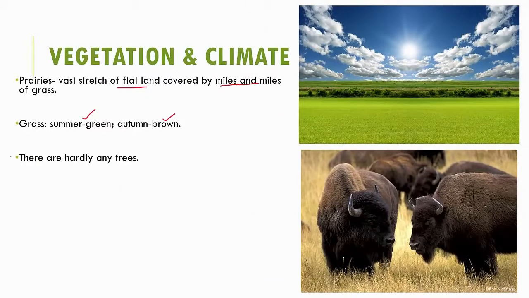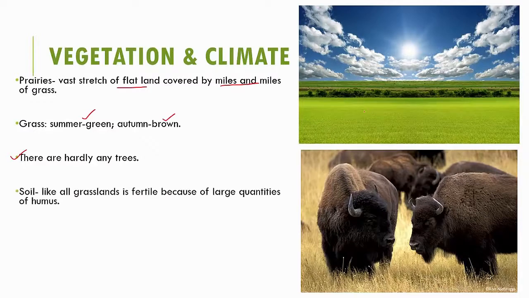And as you can see, there are hardly any trees that are grown, just a few scattered trees here and there. Now, the soil in these grasslands is just like the soil of any other grassland. It is very fertile because it has very large quantities of humus. What is humus? Humus is the organic matter which is very rich in vitamins and minerals, which helps the plants grow very well. So, the soils of grasslands are very rich in humus.